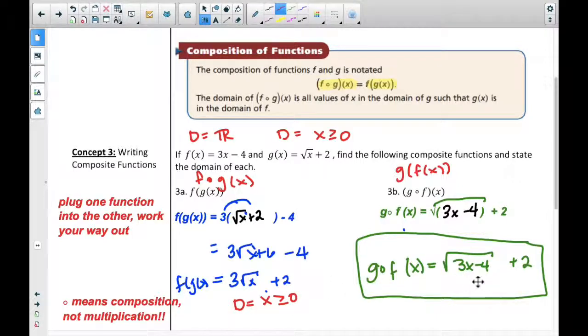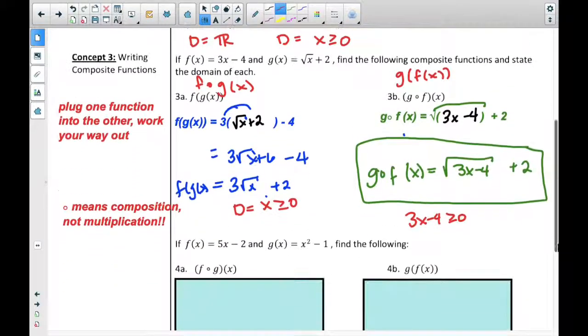But this one is not greater than or equal to 0. It actually has to be 3x minus 4 has to be greater than or equal to 0. So in other words, 3x has to be greater than or equal to 4, so x has to be greater than or equal to 4/3. Again, I'm not too concerned about the domain, but that is what they're talking about when they ask about domain.